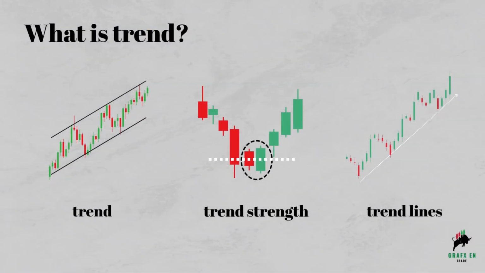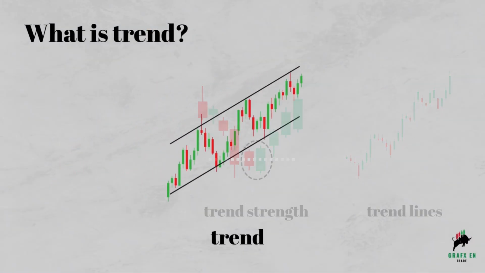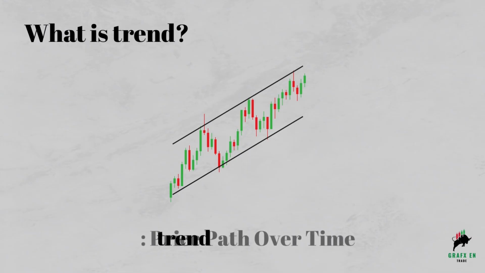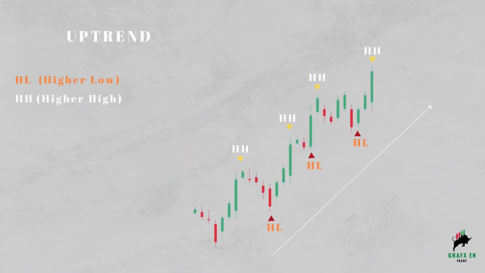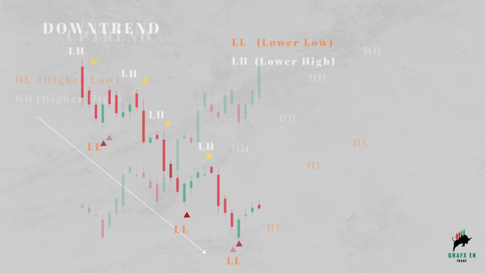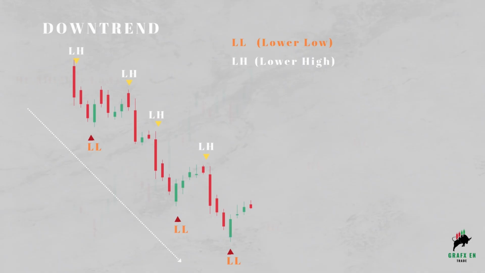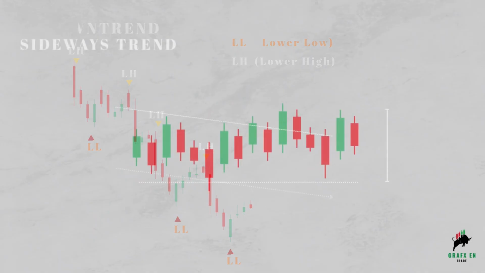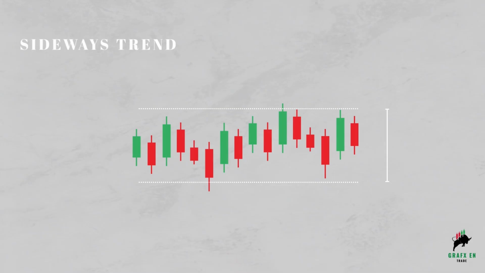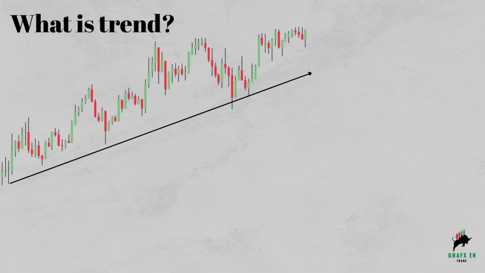First, the most basic question, what is a trend? A trend is the main direction of price over time. In an uptrend, price keeps making higher highs and higher lows. In a downtrend, price makes lower highs and lower lows. If price moves back and forth within a range, that's called a sideways trend. A trend is basically the mood of the market.